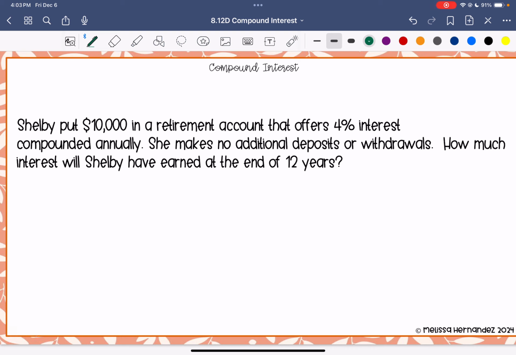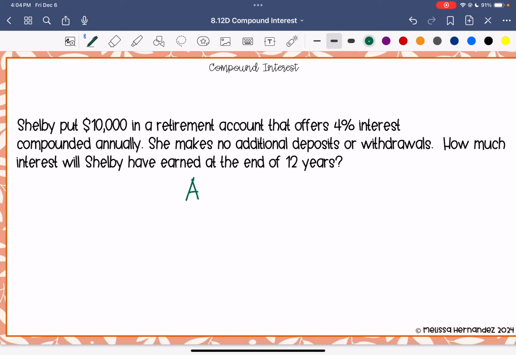Shelby put $10,000 into a retirement account that offers 4% interest compounded annually. She makes no additional deposits or withdrawals. How much interest will Shelby have earned at the end of 12 years? I strategically did this problem this way, because what happens is kids just start writing down the formula, they plug it in, and they think it's asking for the balance. The formula is going to give you the balance, but when you get the balance, you're going to have to subtract the 10,000.